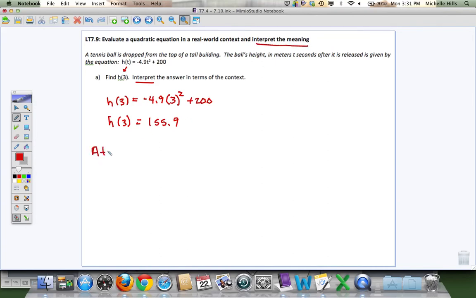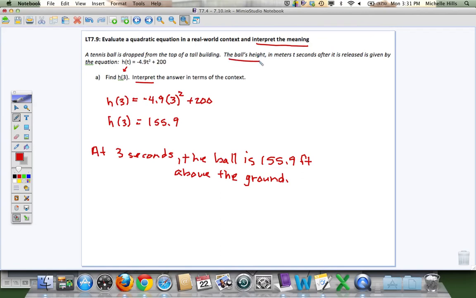So at 3 seconds, I'm throwing a ball, so the ball is 155.9 meters above the ground. It hasn't traveled 155.9 meters. It's 155.9 meters above the ground. Because it's talking about the height of the ball, and I'm sorry, not feet, meters. The height of the ball, and I would be measuring it from the ground, t seconds after it's released.